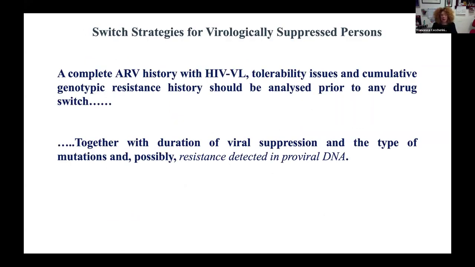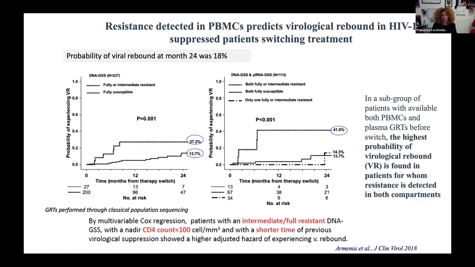Another important point is, like the DHHS guidelines now make, that we very frequently use a switch strategy for virologically suppressed people. And so it's very important to know a complete health history, particularly with HIV viral load. And we need to think about the duration of viral suppression and the type of mutation, the historical genotypic resistance test. And in some cases, we could also think about resistance detected in proviral DNA, particularly when we don't have the information or we know that there is a particularly complex history.